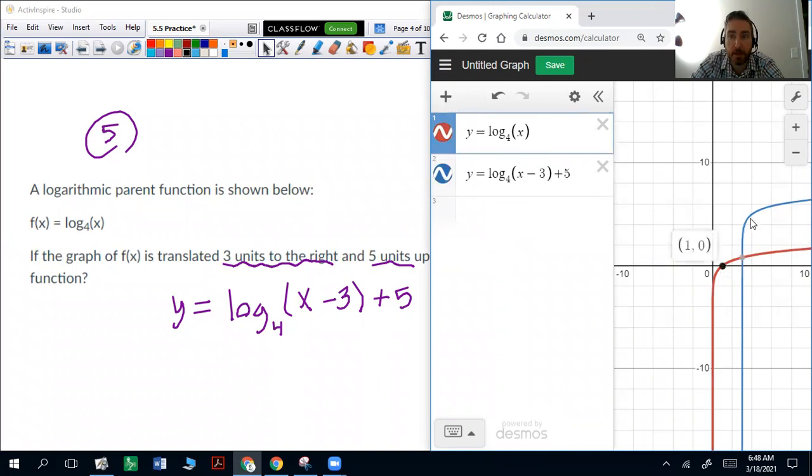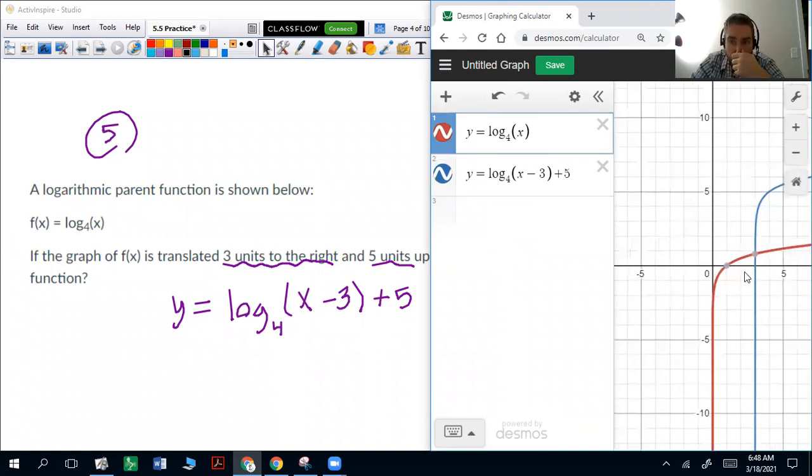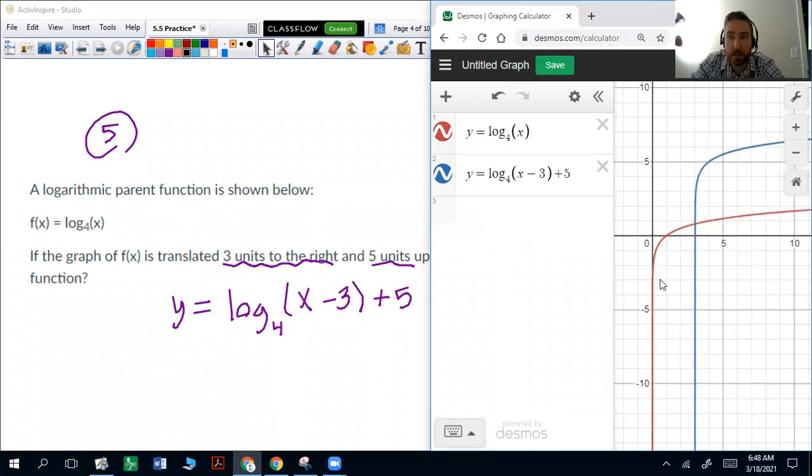And we can kind of maybe use a couple, might not be able to use any specific values, but hopefully you can kind of see that right 3 and up. There's a number there we can use. It went right 3 from 1 to get to 4, and then up 5 from 0 to get to 5. So there you go.